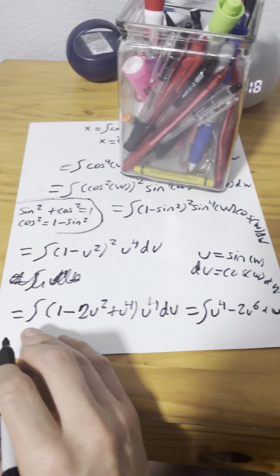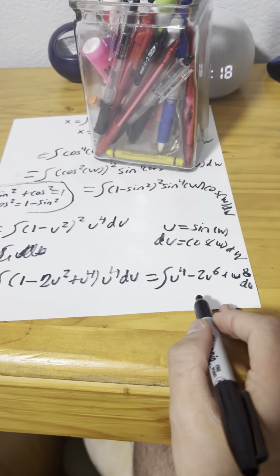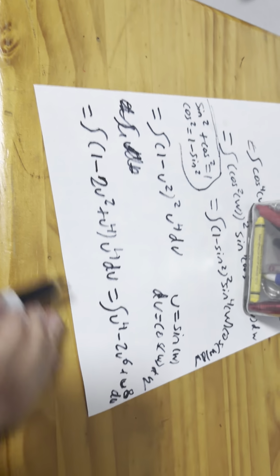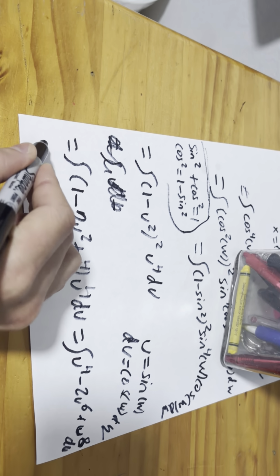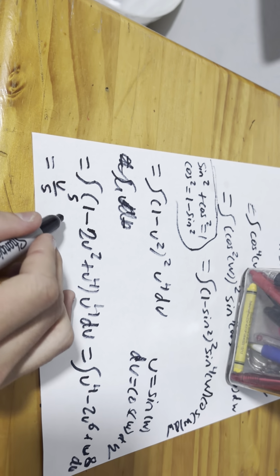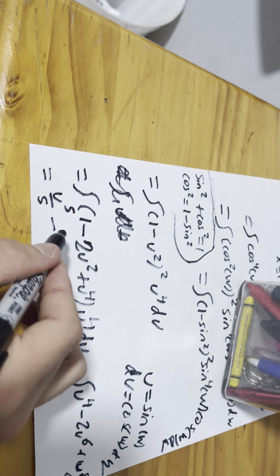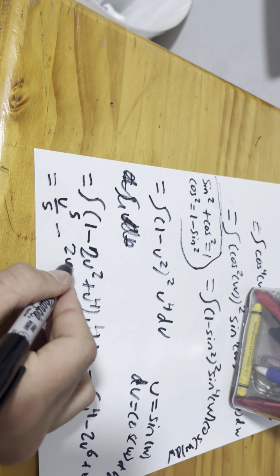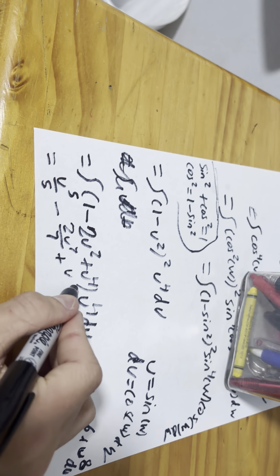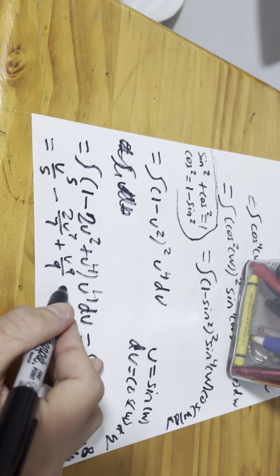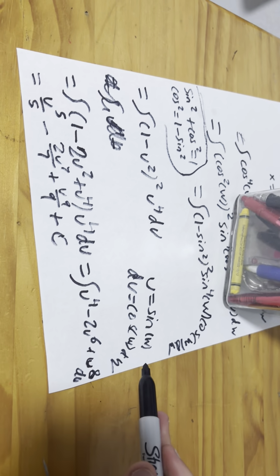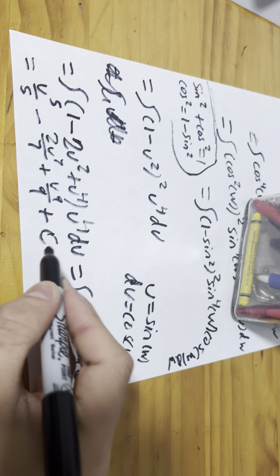And now this is a simple integral we can just do. That's going to be equal to u to the power 5 over 5 minus 2u to the power 7 over 7 plus u to the power 9 over 9 plus c. But remember, u is equal to sine w.